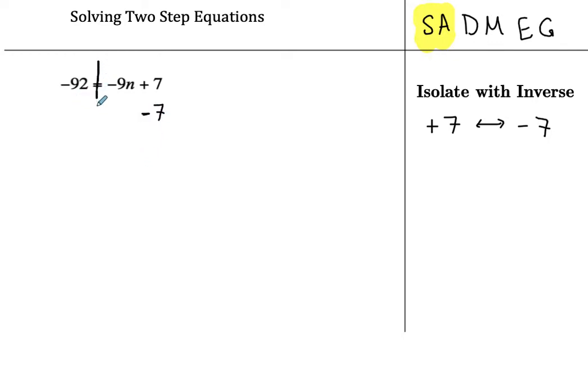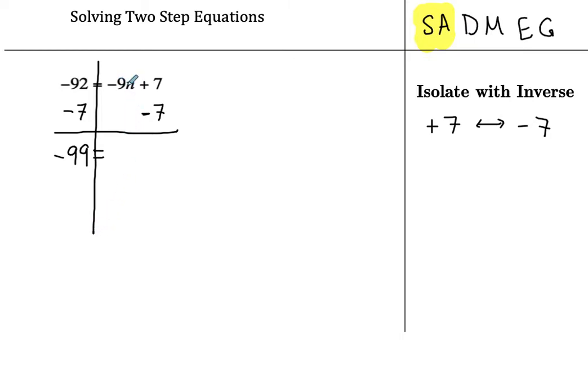And then whatever I do to one side of this equation, right, because this is like our balance, whatever I do to one side of this equation, I have to do the same thing on the other side. So I'm going to line up this negative 7 with the negative 92, right? They're like terms. You can go ahead and add them. Notice the negative 9n is not like terms. So negative 92 minus 7 more will give me negative 99. The equal sign stays right on that central line. I can bring that central line down a little bit further.